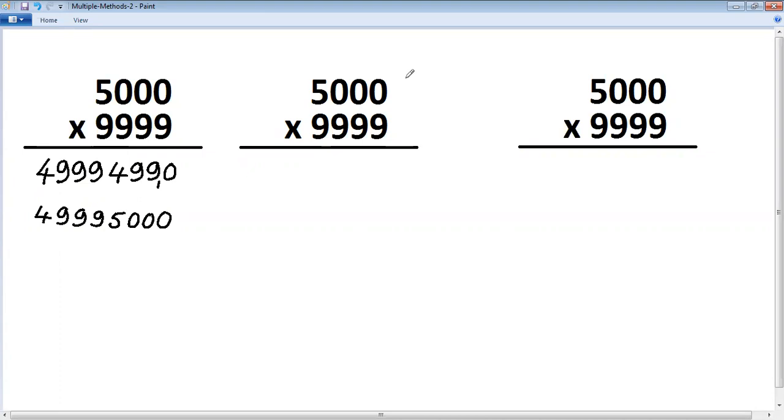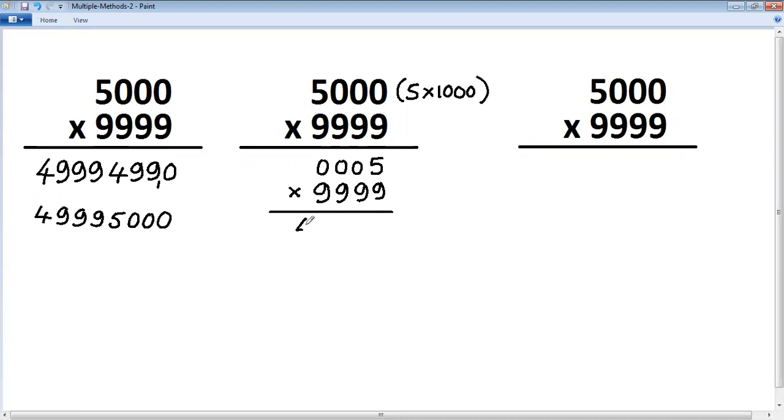This 5000 here can be written as 5 multiplied by 1000. So the new problem will be 5 multiplied by 9999. So this is our new problem. When there are fewer digits, we say that you just put zeros here to match the number of digits. And same step, 1 less. So no need to write those zeros. So I'll just write 1 less, which means 5 minus 1 is 4.